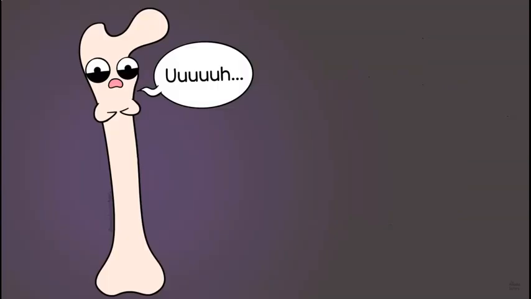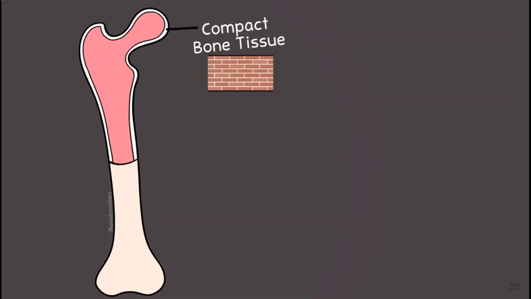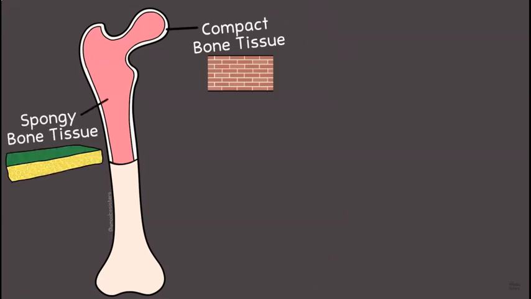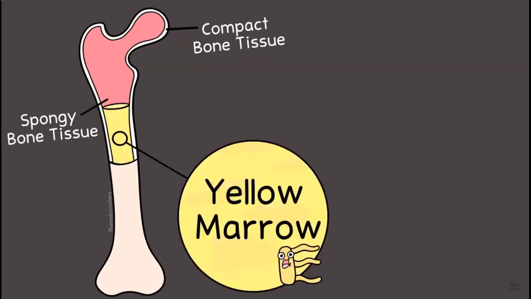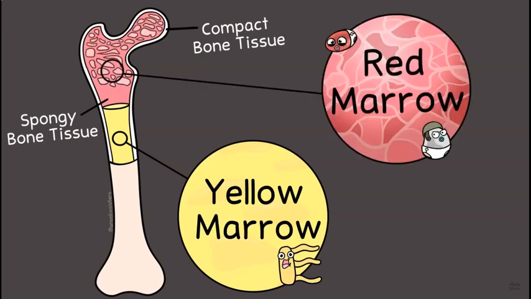Let's talk a bit about what's going on inside bones. There are two general types of bone tissue: compact bone tissue, an outer layer that is hard, and then spongy bone tissue, a layer where you will find bone marrow. Some of it is yellow marrow, and it stores fat, which is important for long-term energy storage. And then red marrow, that's where blood cells can be made.